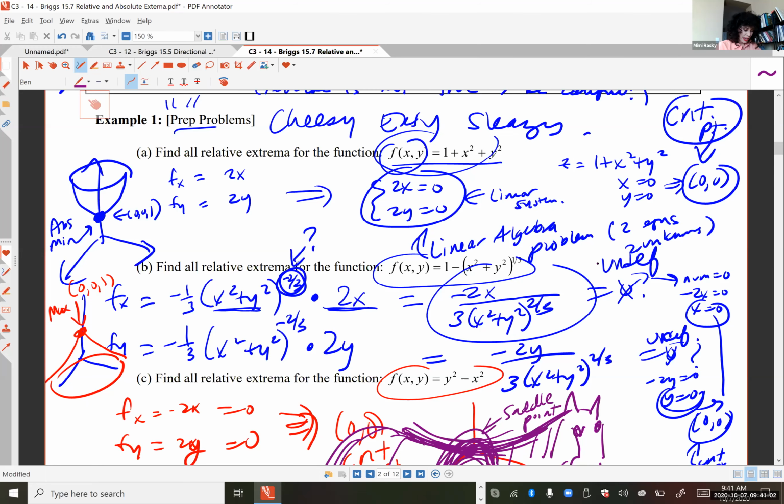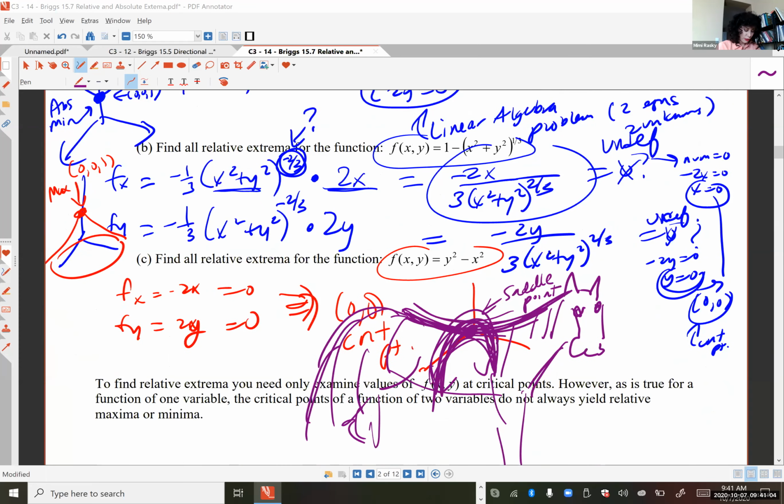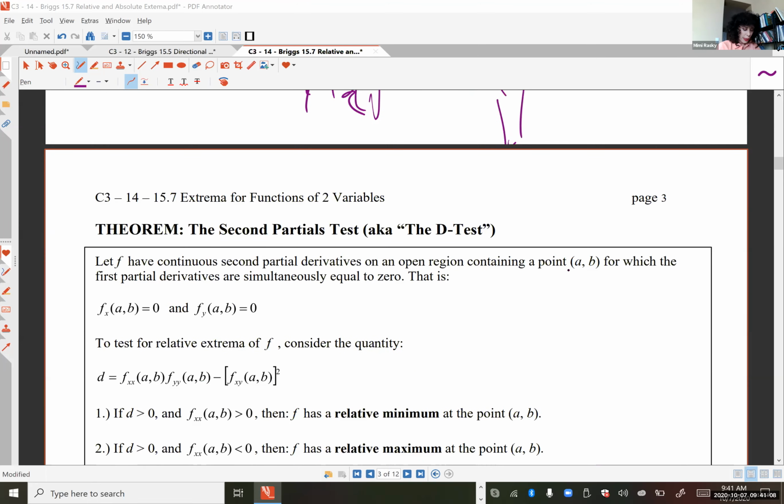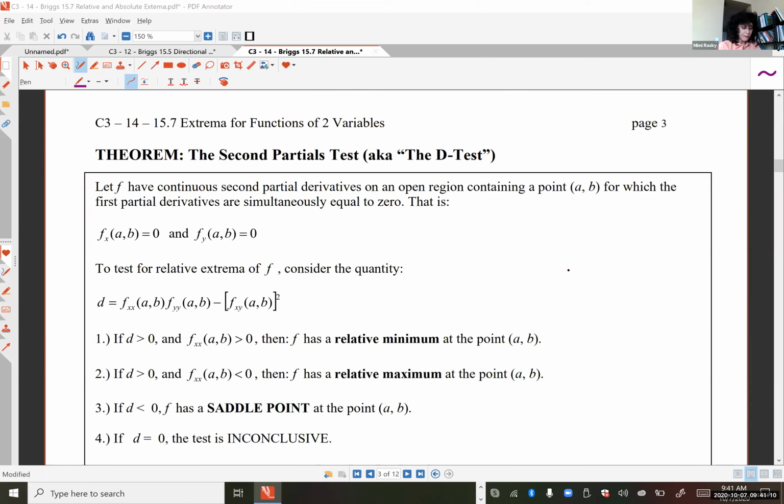Okay. Do you have to write this? Yeah, write down saddle point, Isaiah, right now, because you're going to be worried about saddle points. Here we go. Here's the theorem. This is known as the second partials test. It's kind of like the second derivative test in Calc 1, but it's on steroids.